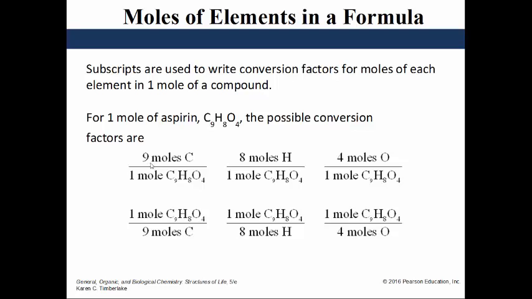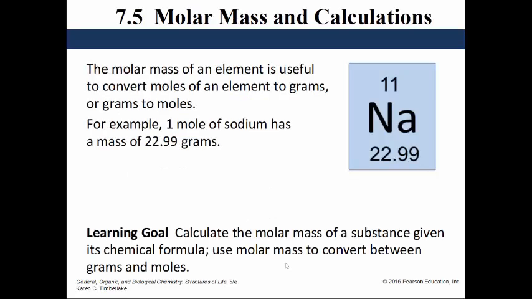So for every 9 moles of carbon, you get 1 mole of aspirin. For every 8 moles of hydrogen, you get 1 mole of aspirin. And so on and so on. And we'll revisit this topic again in a few minutes. But all you're really doing here is having a mole to mole ratio. Alright, now we'll move on to molar mass and calculations.